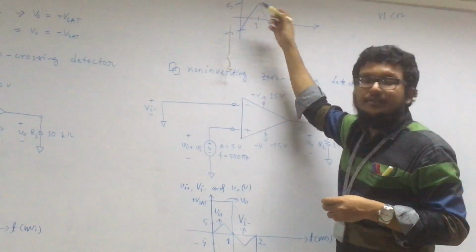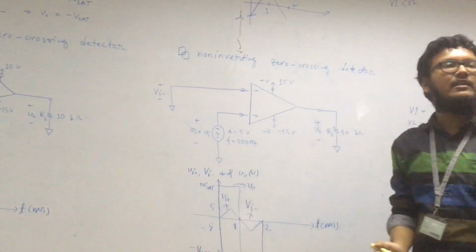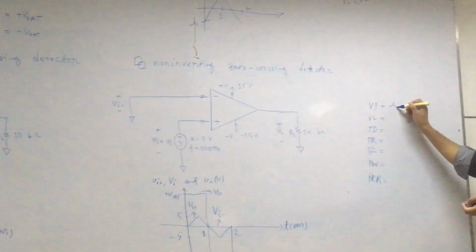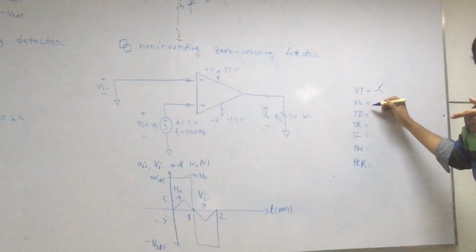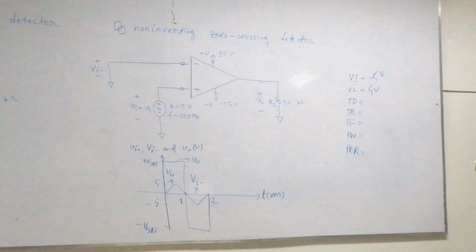Now, what can you see? What do you start with? Minus 5 or 5? Minus 5. So what should be the value of V1? Minus 5. Then what should be the value of V2? The other one, 5. Done. Simple. So this is how you do it. This is how you choose it.